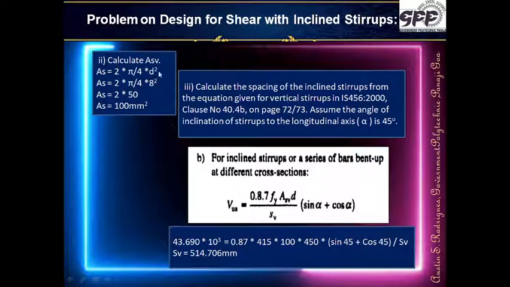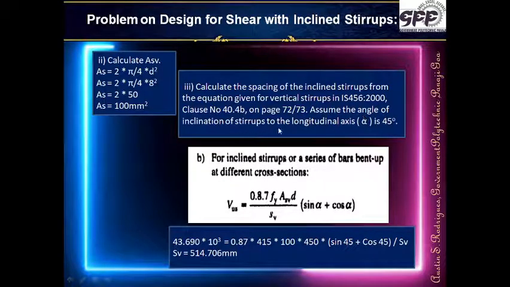So we are calculating the value of ASV. ASV is calculated as 2 legs and pi d square by 4. So 2 into pi d square, d is 8. So we get area of shear stirrups as 100 mm square. Now this is the most important part. Calculate the spacing of the inclined stirrups from the equation given for inclined stirrups, sorry, not vertical, in the code, that is B on page number 72-73.